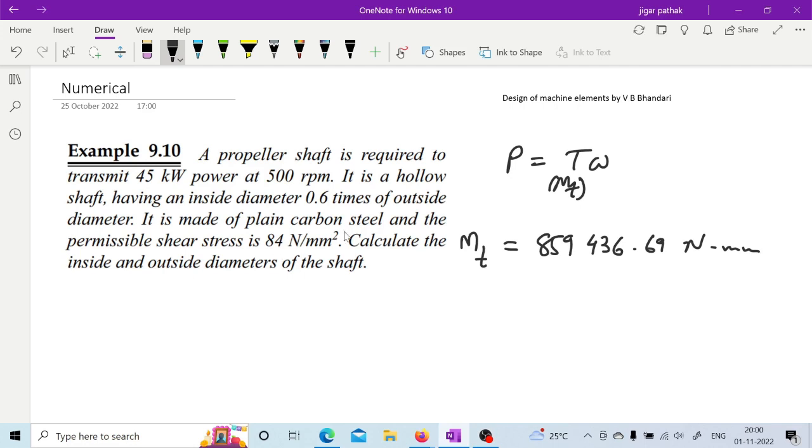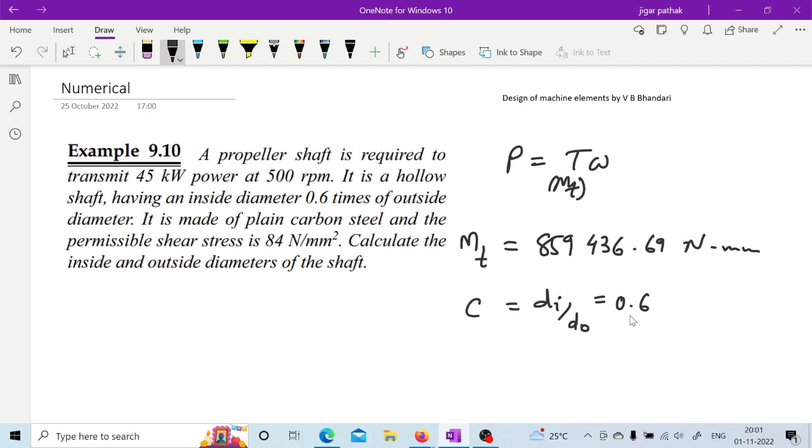Okay. Then the C is given, right? Di by Do, so Di by Do is what? 0.6, right? Because Di is 0.6 times Do. Yes, sir. 0.6, sir.